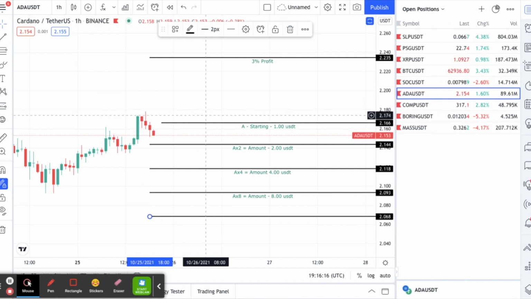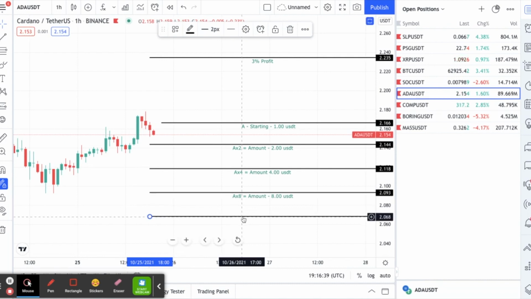So long story short, what ends up happening is if you think you are in an area where you are expecting maybe a pump or you're expecting maybe some dips and you want to look at how this actually ends up working, this will be a good starting point, okay? This one down here would be A times 16. So I would put 16 USDT on this one. So it gives more weight to the values that are farther away from your starting point, okay?